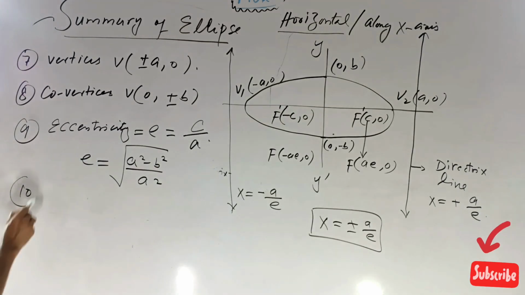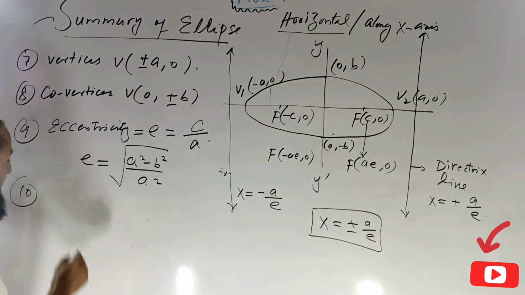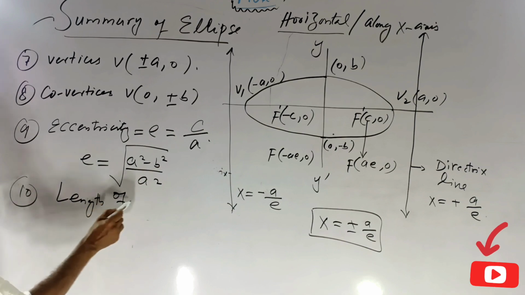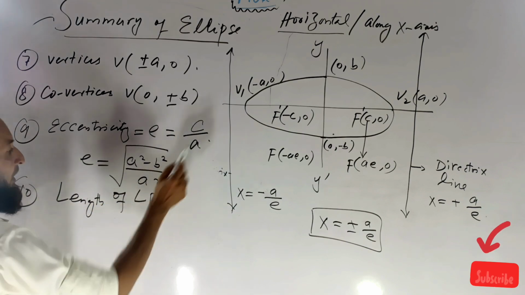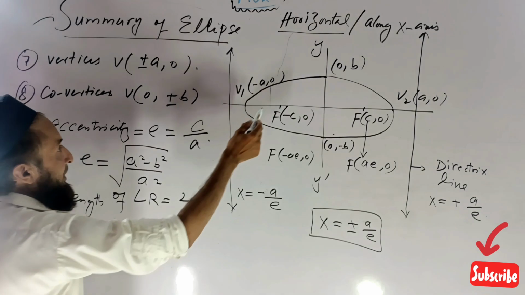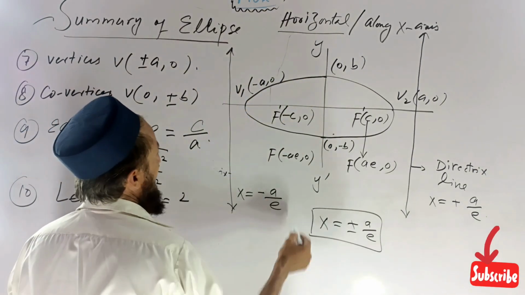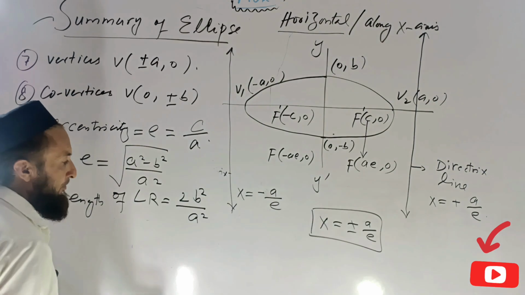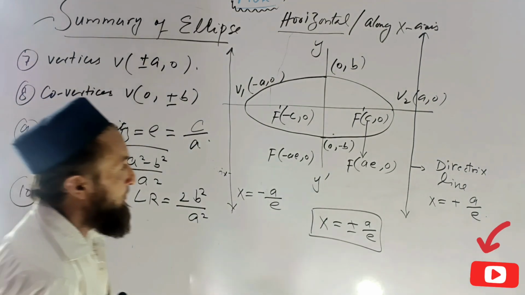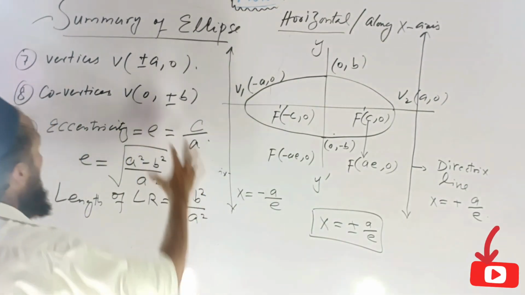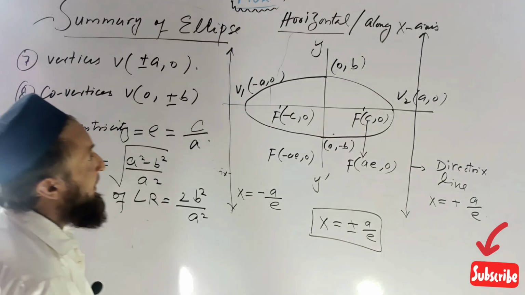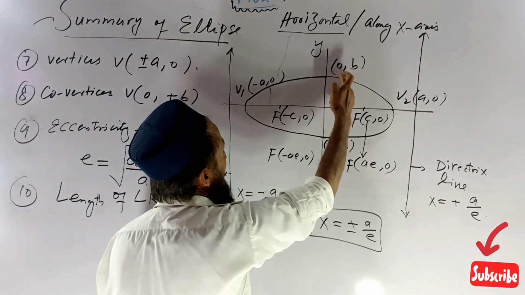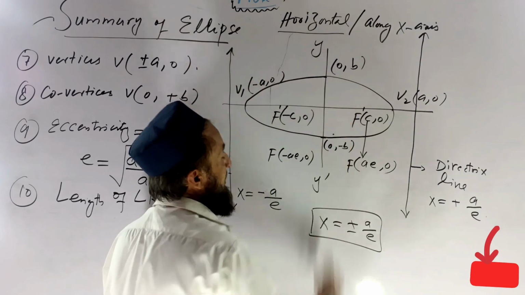And number 10, length of latus rectum. That is very important, length of latus rectum of the ellipse. So along the x-axis, we put here 2b square divided by a. So that is the points. These points are, if we are finding the vertical, so we just change here. We put here 0 and a.